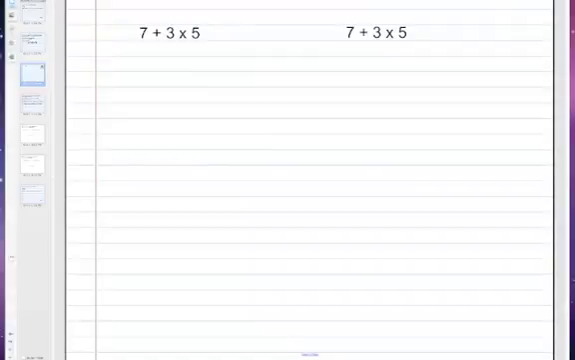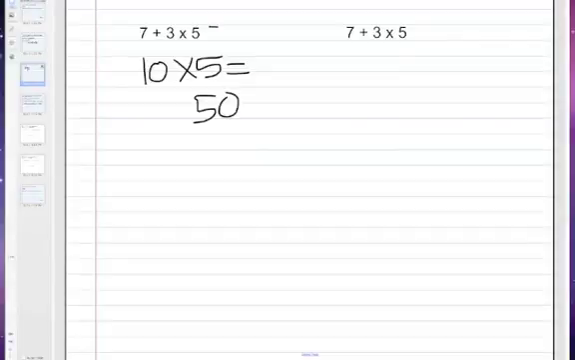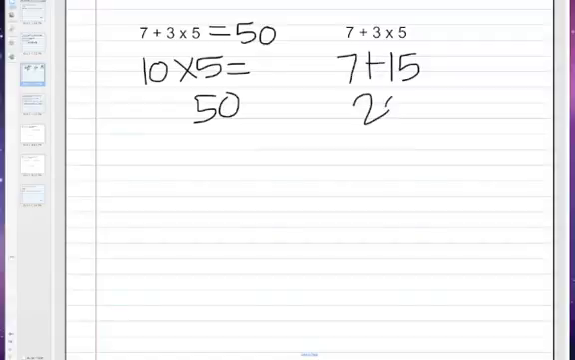Let's say we have this expression, 7 plus 3 times 5. One mathematician might come along and evaluate it to say, well, 7 plus 3, that's 10, and 10 times 5 is 50. So I think this expression is equal to 50. Another mathematician might come along and look at it differently. She might say 3 times 5 is 15, and then add the 7, and she might say that this expression is equal to 22.